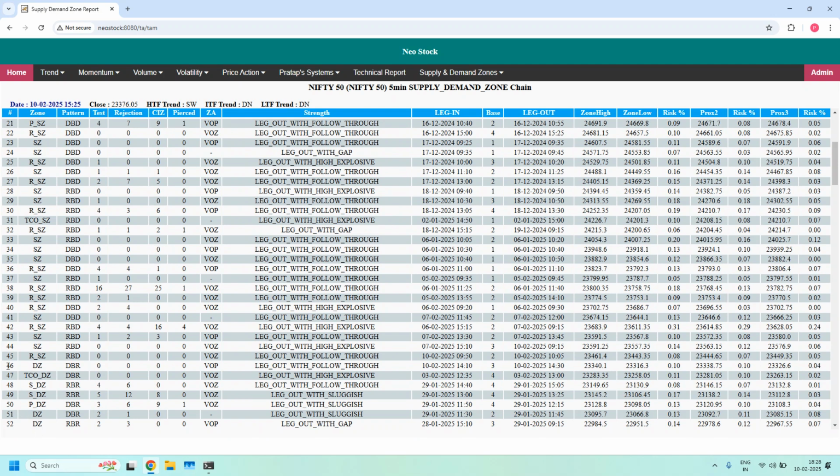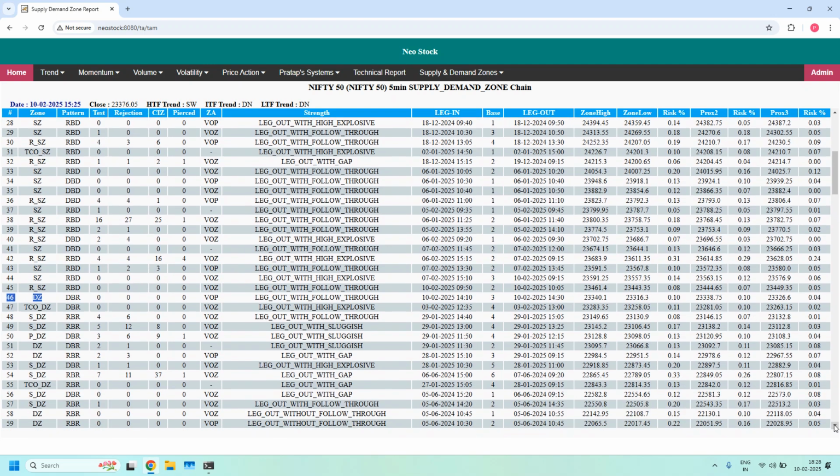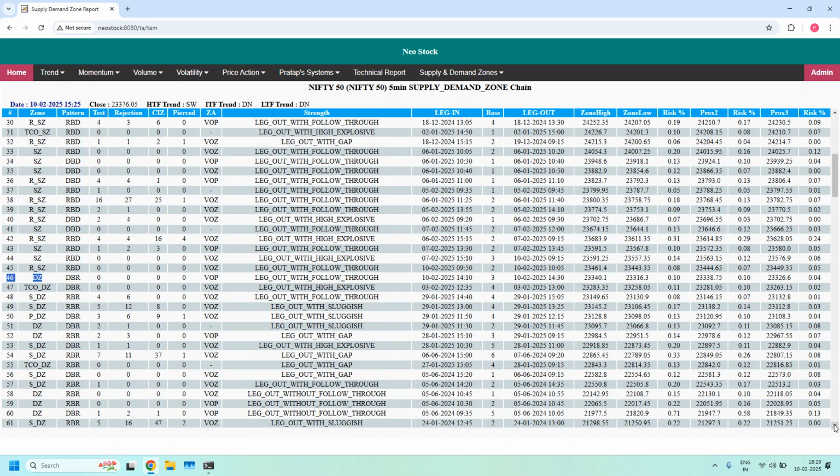Okay, serial number 46 is the nearest demand zone for the current closing price. I am scrolling the list down, and let me keep this demand zone in the center, so that you know equal number of demand and supply zones. Okay, so this is about 5 minutes supply demand zone chain for Nifty.